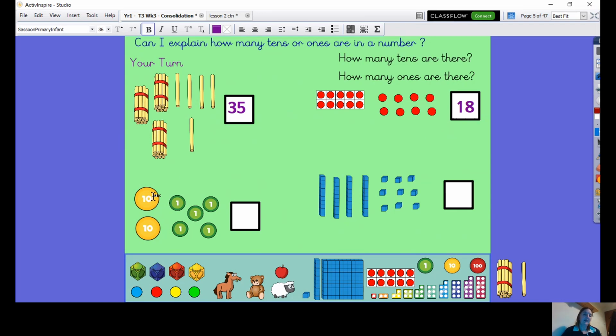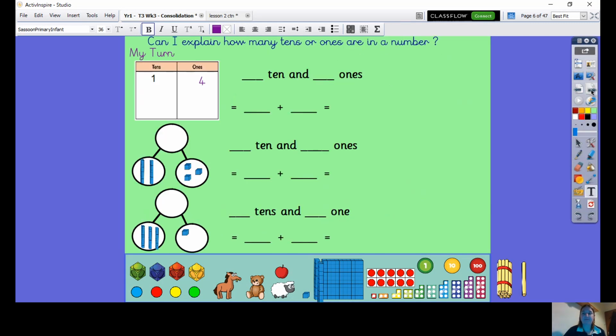So here, let's have a look. Here I've got 2 tens. 2 tens are 20. And then 1, 2, 3, 4, 5 ones. 2 tens and 5 ones is 25. Okay, let's have a look here. I've got 1, 2, 3, 4 tens, which is 40. And then I've got 1, 2, 3, 4, 5, 6, 7, 8, 9 ones. So I've got the number 49. 4 tens and 9 ones makes 49. Well done if you did that.